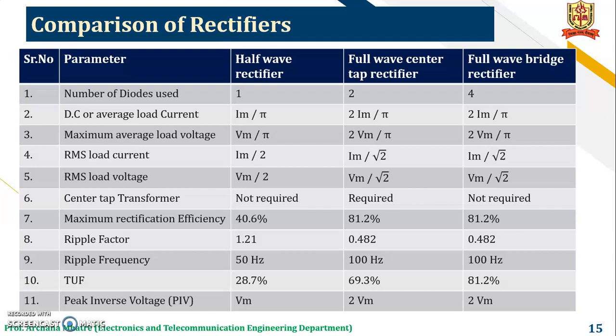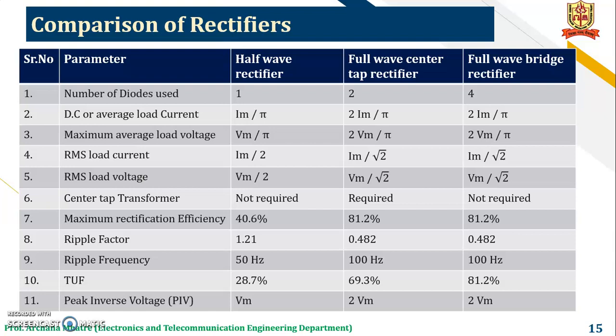The next parameter is DC or average load current. For the half wave rectifier it is Im divided by pi. For the center tap rectifier it is 2 Im divided by pi, and for the full wave bridge rectifier it is 2 Im divided by pi. Im is the maximum current. Maximum average load voltage is Vm divided by pi for the half wave rectifier, and for the full wave center tap and bridge rectifiers it is 2 Vm divided by pi.